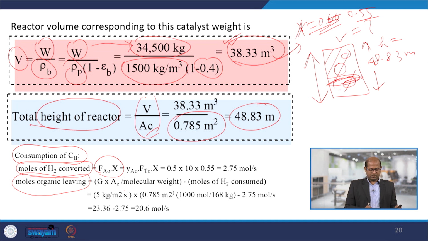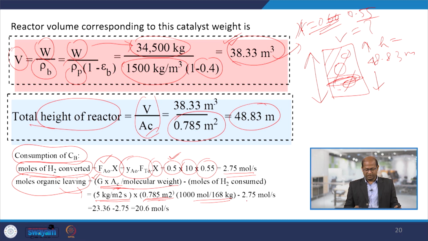Now if the molar flow rate is given, the mole fraction is given, the total flow rate is given, and the conversion is 55%, then 2.75 moles per second is reactant A consumed or converted inside the reactor for this particular reaction. For the moles of organic leaving, the mass velocity of the organic component multiplied by the cross-sectional area gives the mass rate, and this is the mass velocity of that organic liquid, which was reactant B. Dividing by the molecular weight gives moles.